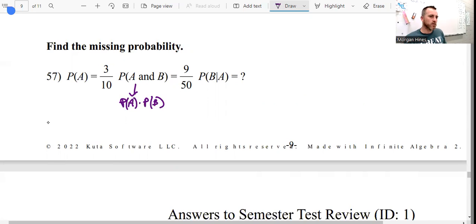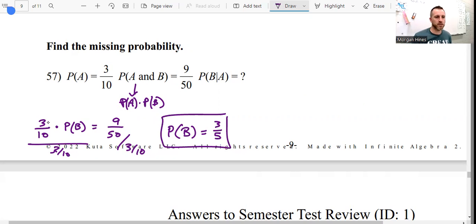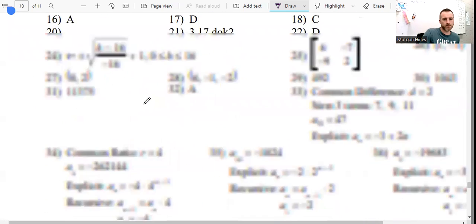B given A. So 3 out of 10 had to be multiplied by the probability of B happening to get 9 out of 50. So all I have to do is divide by 3/10, and I get that the probability of B is equal to 3/5. Is that right? 3/5? I think that's right. If it is, I'm going to celebrate and stop the video.